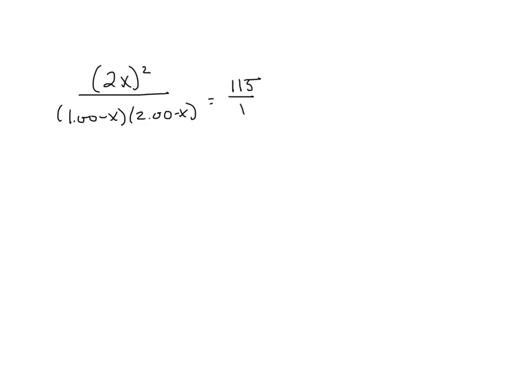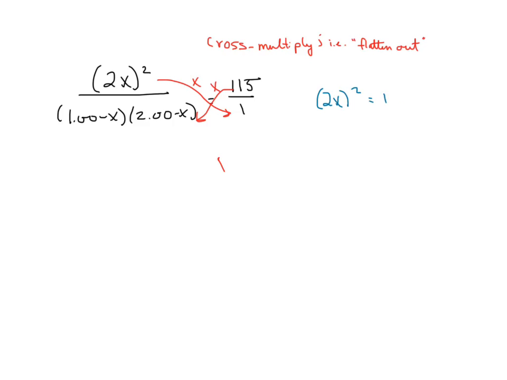Before I remind you what the quadratic looks like, let me show you what we ended up with. This is the molar concentration of our HF squared, over the molar concentration of our H2 times the molar concentration of our F2, in terms of x. That 115 is Kc. To start out, I call it cross multiply or flatten out. You see how I put the 115 over 1? That's just what I do. Because then, if I show it as a ratio, I can crisscross, cross multiply, and flatten it out.